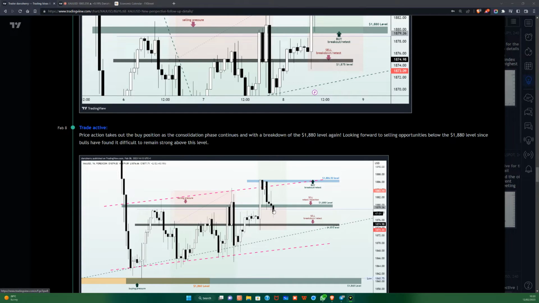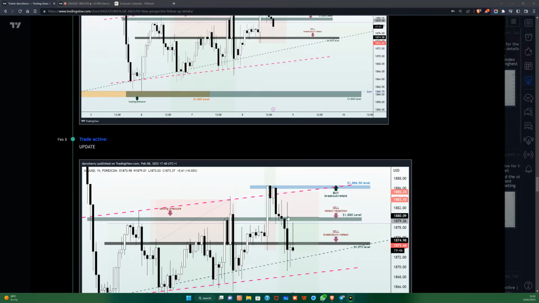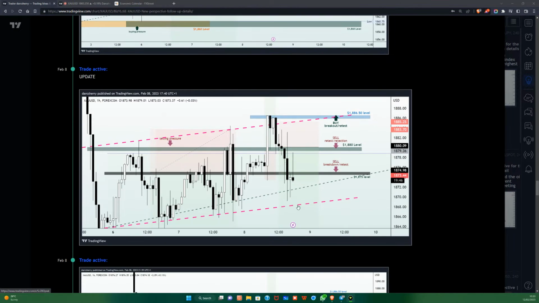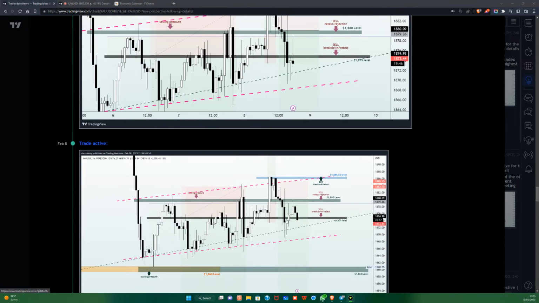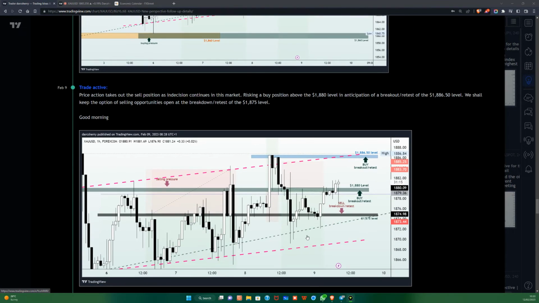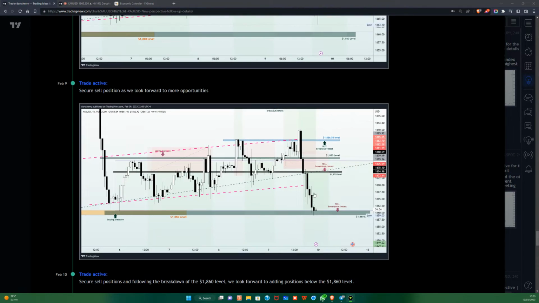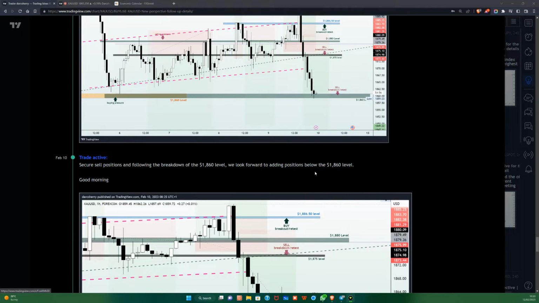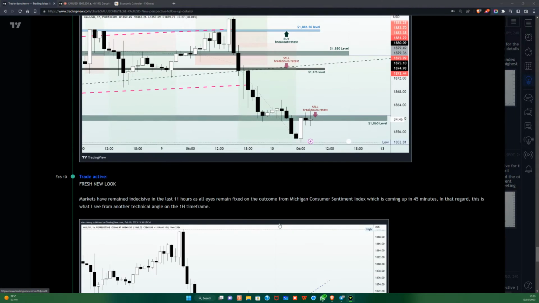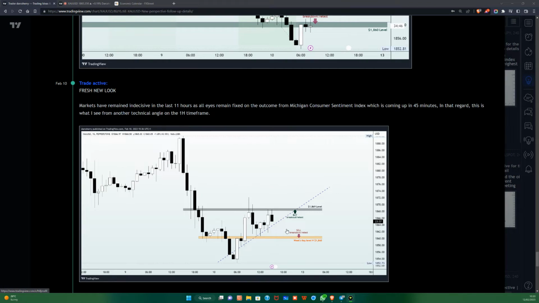And with the breakdown of the 1880, I informed us here that we should be selling any rejection or retest of the $1880 level here. And in fact, that was exactly what happened here. We had a position at the breakdown of the 1875 level, leading to the breakdown of that support level of that channel. I think somewhere around this area that was on the 9th of this month. And we were able to ride the move all the way down.